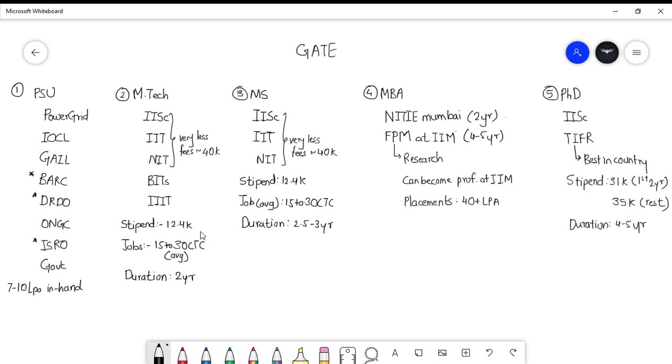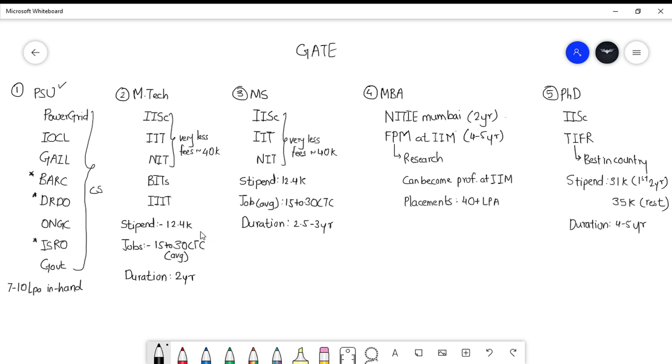So PSU, if you don't know, is public sector units. Those are the companies which have tie-ups with the government and they work together. The names I have listed here are all the ones which accept CS students as candidates. Okay, and if you are from another background, there will be many other popular PSUs which can hire you.